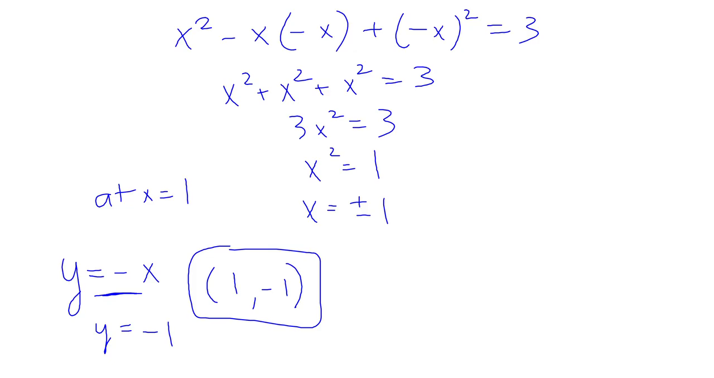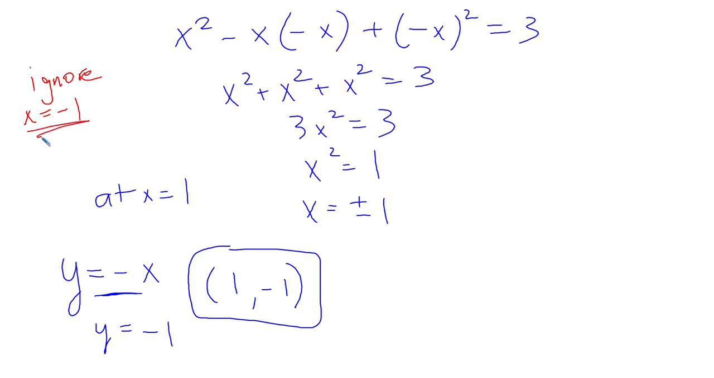And we're going to ignore x equals negative 1, because we've already got that point. And this line is not going to have another point at x equals negative 1, because it's not a vertical line. So that's why we're ignoring x equals negative 1.